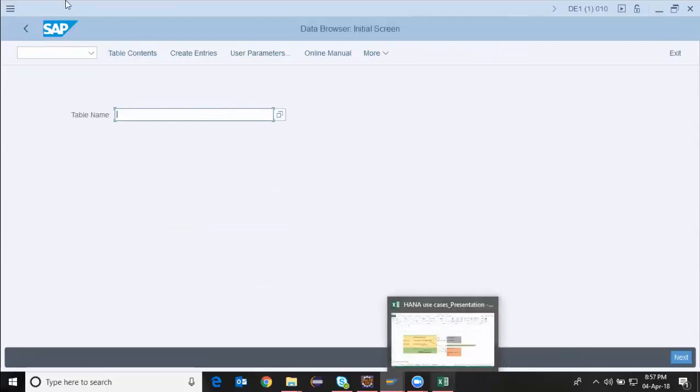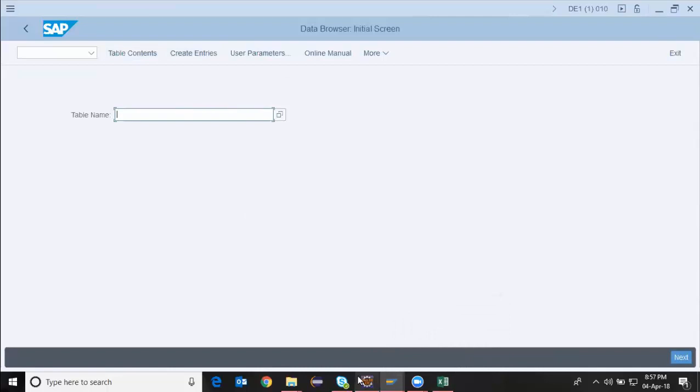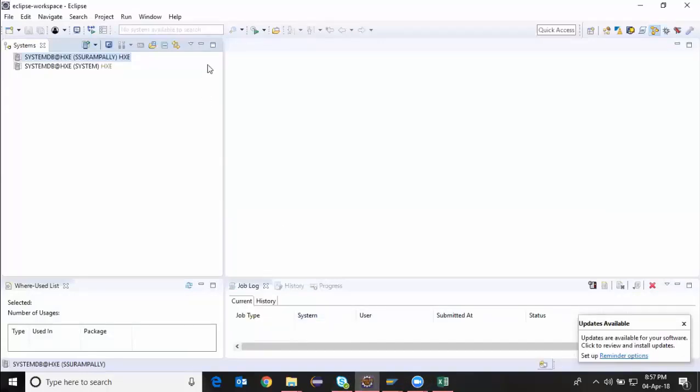And S4 HANA is going to be installed on a HANA database. It is installed on HANA database. So how do I see S4? I did not have the system added. I can add this system here.